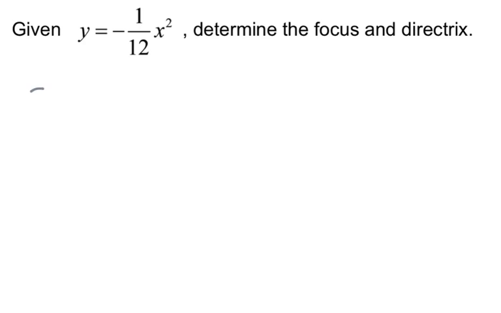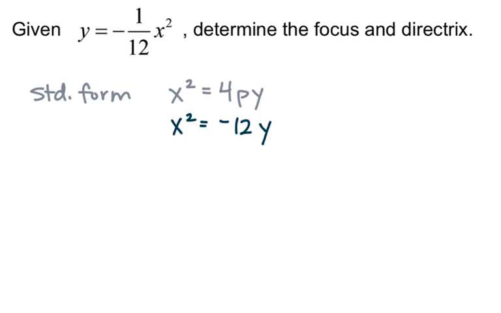My standard form here for a vertical parabola centered at the origin is x squared equals 4py. Clearly we can see we need that x squared term to be isolated. So if I look at rearranging this, I could multiply by -12 on both sides, and this similar equation would give me x squared equals -12 times y. x squared equals -12 times y.